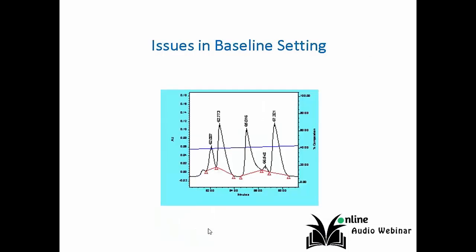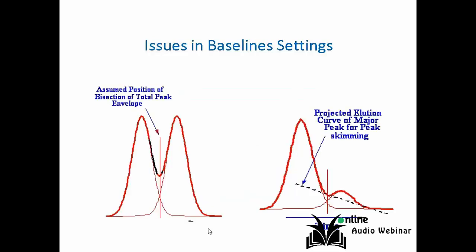This is just a really horrible example in the literature of what happens if you have a forced baseline, and you can see that all these peaks are being quantified at very poor amounts because they're missing. And this option is available in many chromatographs.